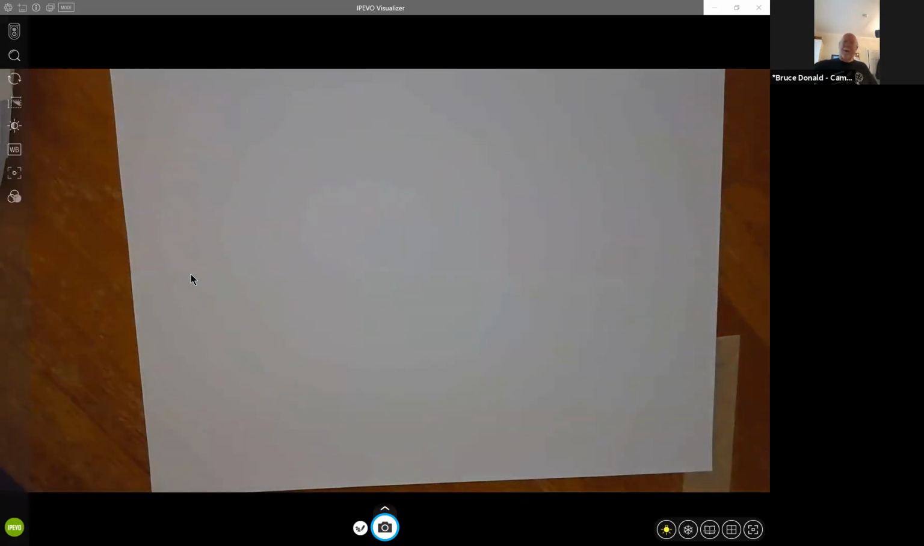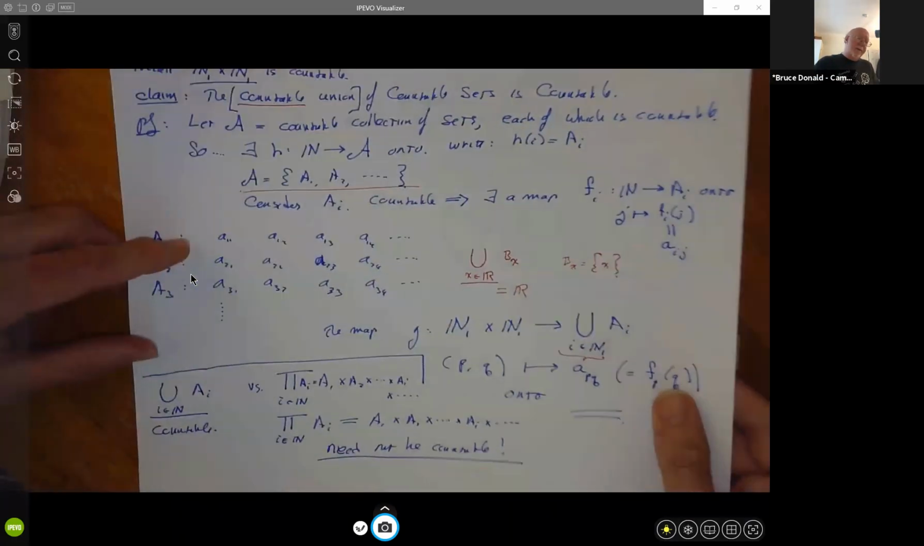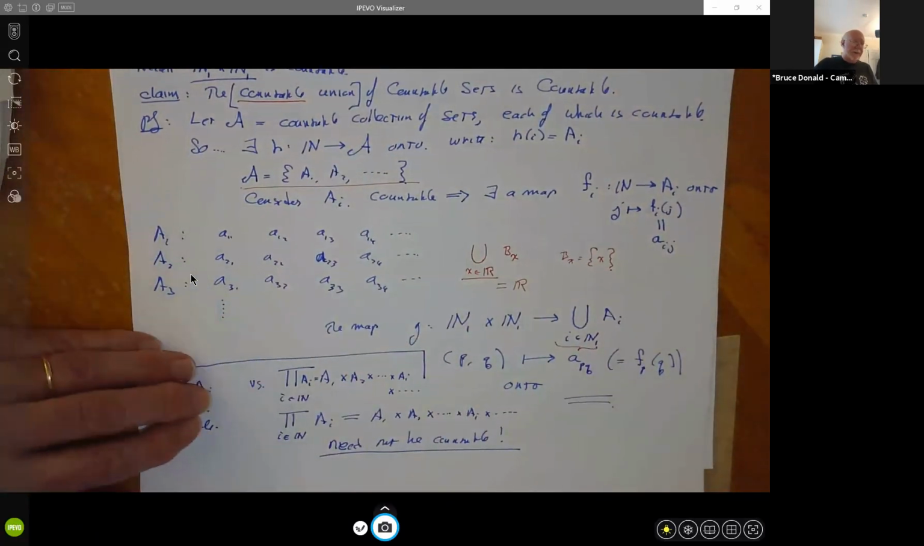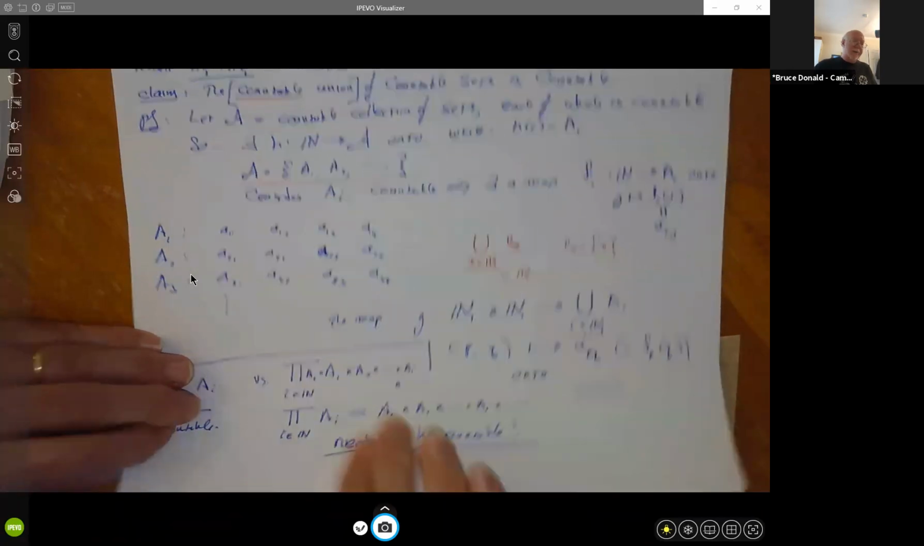All right. So what I want to do now is use this theorem. We're going to use two things: this theorem and the fact that the rationals to the nth power are countable, to look at the algebraic numbers. Okay.